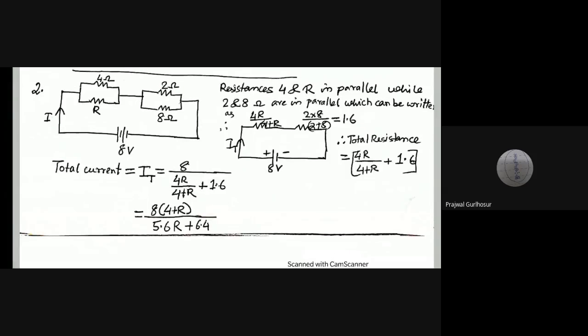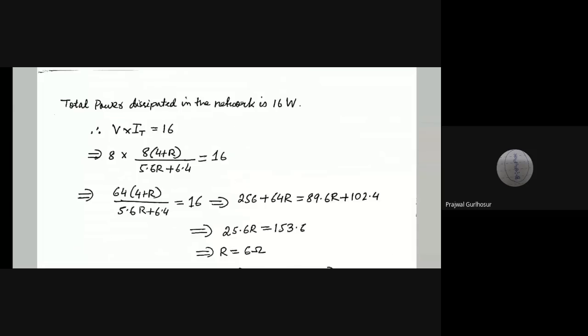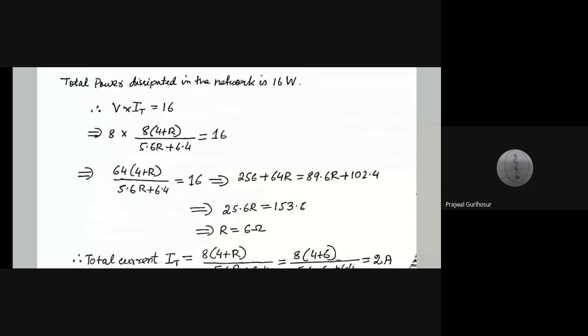Yes, so here we were seeing that the total current we got has this value: 8 multiplied by (4 + R) divided by (5.6 R + 6.4). So moving on to how we use the power. See, total power dissipated in the network is 16 watt.